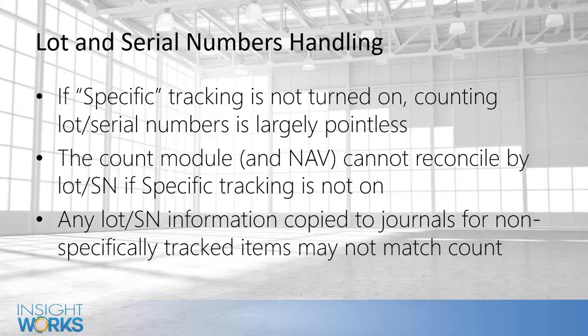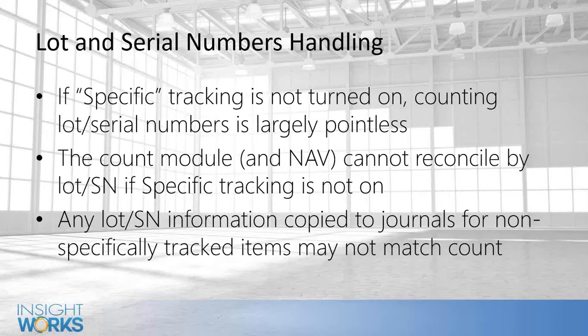Now, speaking of lot numbers and serial numbers, if you don't have specific tracking turned on your items for lot or serial numbers, then counting lot or serial numbers is pointless. And if you do count them and you have the set item tracking lines turned on, what ends up on the journal may not be at all what you expect. And the reason is, when you don't have specific tracking turned on, NAV doesn't track what's in stock as far as serial numbers and lot numbers go. So even though I might have to record a serial number when I receive it and when I ship it and everything else, it doesn't work.